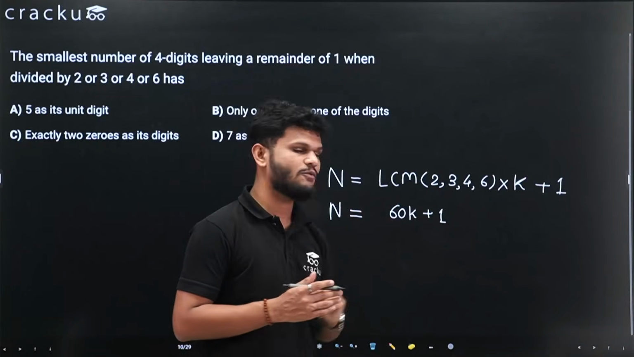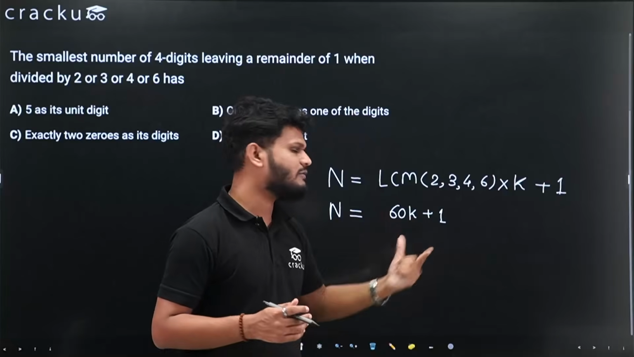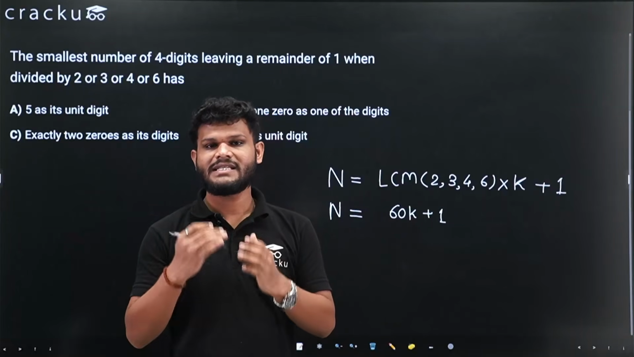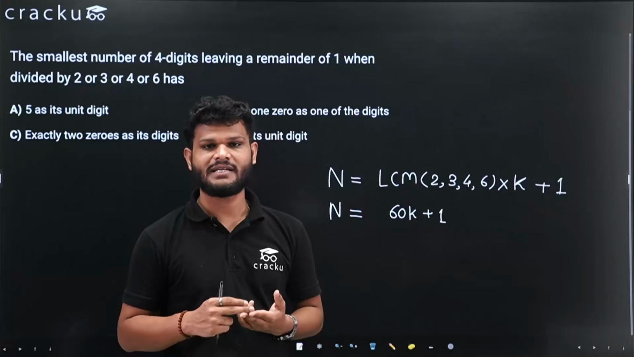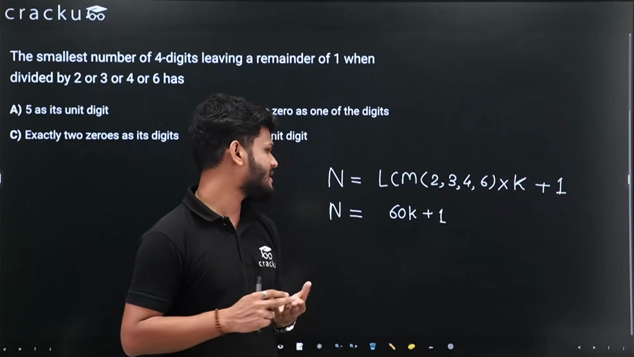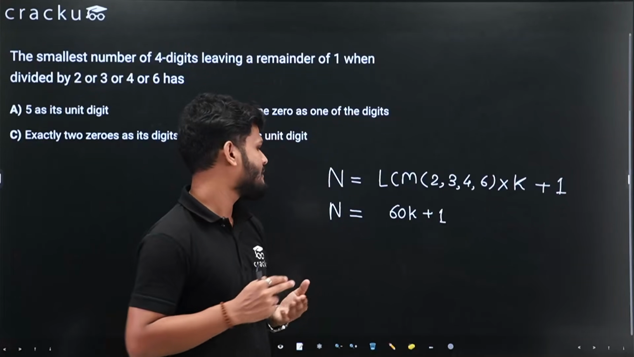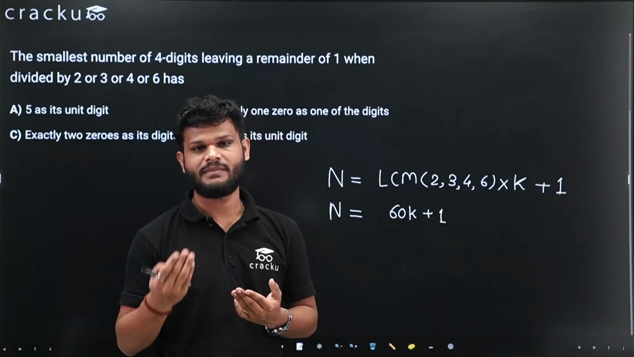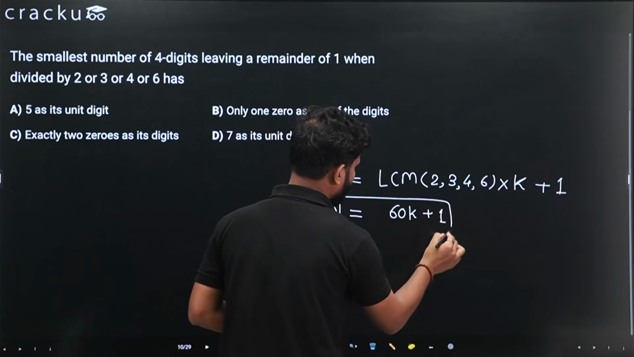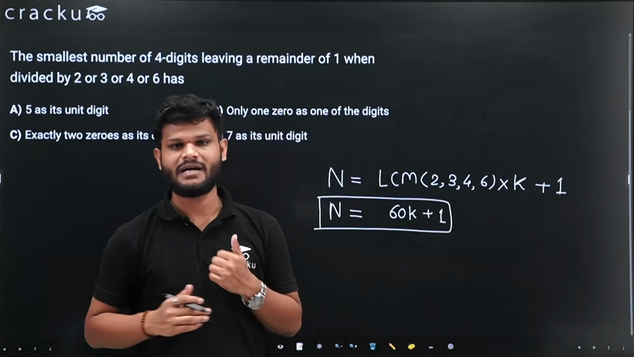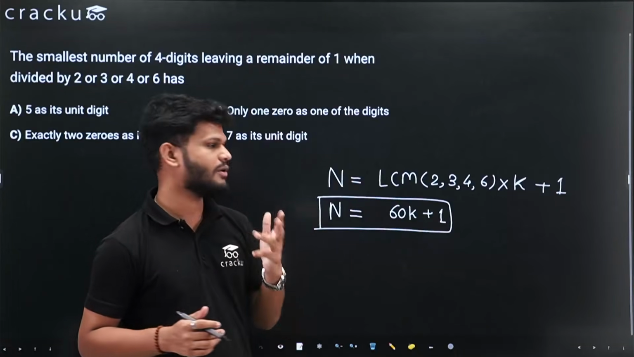If you put k is equal to 1, then n will be equal to 61. When 61 is divided by 2, remainder is 1. When 61 is divided by 3, remainder is 1. When 61 is divided by 4, remainder is 1. When 61 is divided by 6, remainder is still 1. So any number of this form will leave the remainder of 1 when divided by 2 or 3 or 4 or 6.